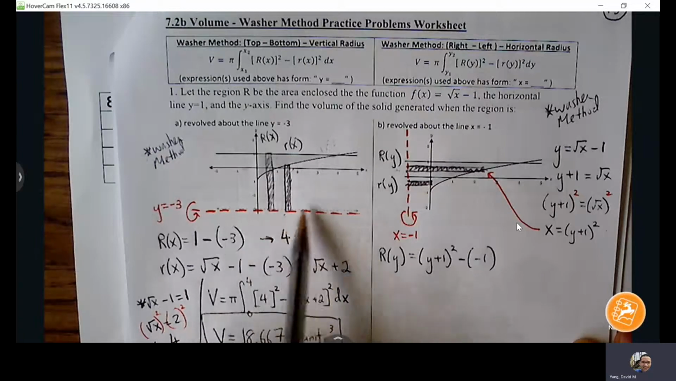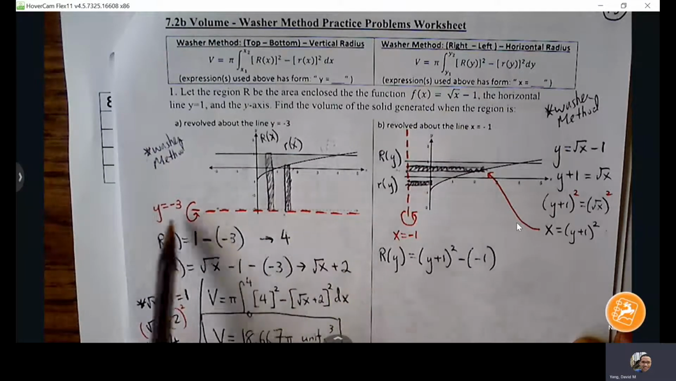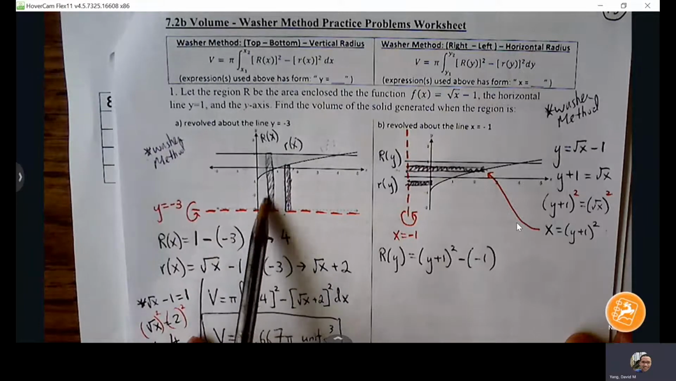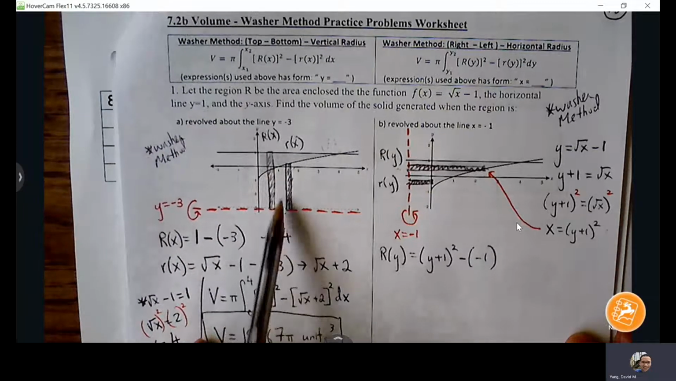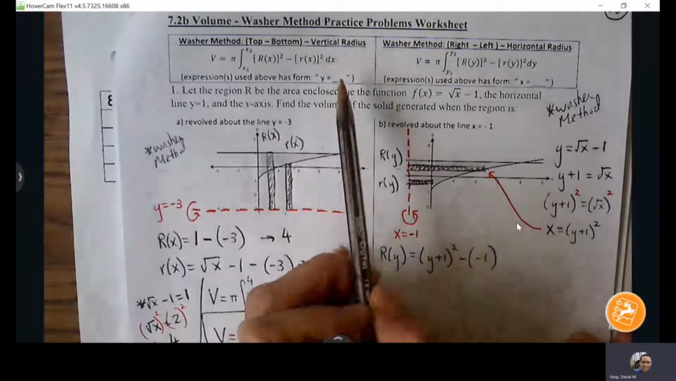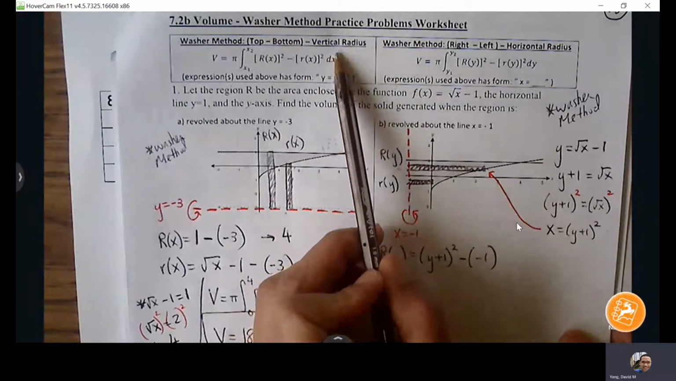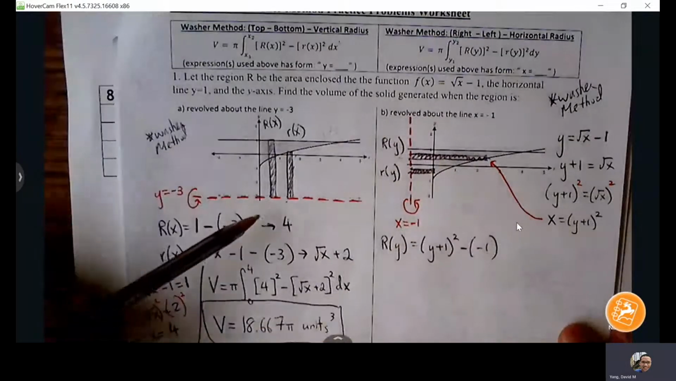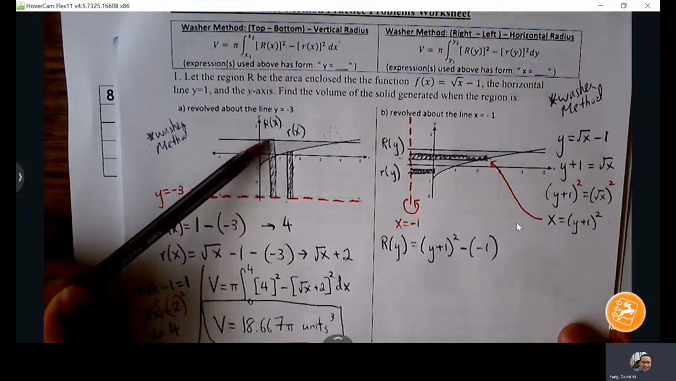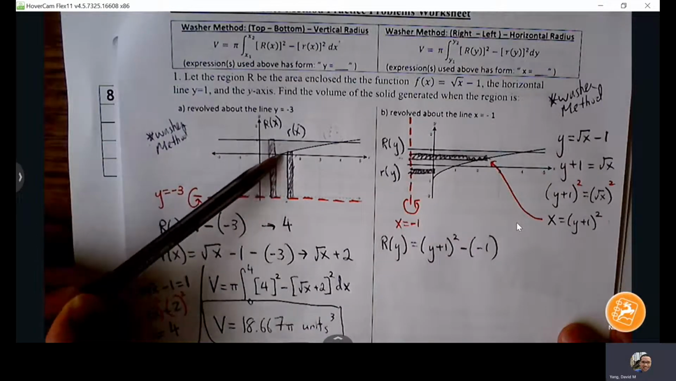Because my axis of revolution is horizontal, which is y equals, I know that my radius has to be perpendicular to it. So in this case, perpendicular to a horizontal is vertical. So that's how we know it's going to be top minus bottom. Right? And then once we do that, we extend our radius from the axis to the two boundaries, the furthest boundary and then the closer boundary.